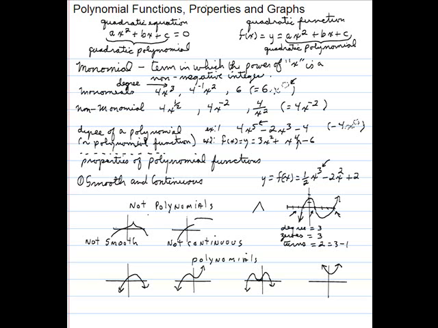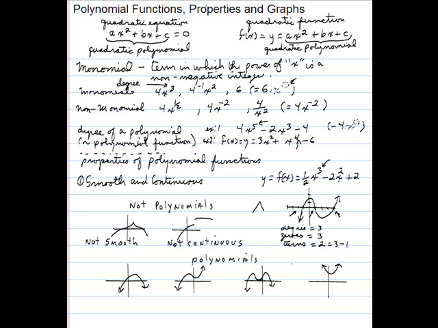Off to the left here, I've shown a couple of graphs that are not polynomials. The first is not a polynomial graph because it comes to this sharp point. The second is not a polynomial graph because it's not continuous. There's a big break in it. Continuous means that, like this curve, you have to be able to draw it completely without picking up your pencil. If there's a big gap in it, it is not a continuous curve.